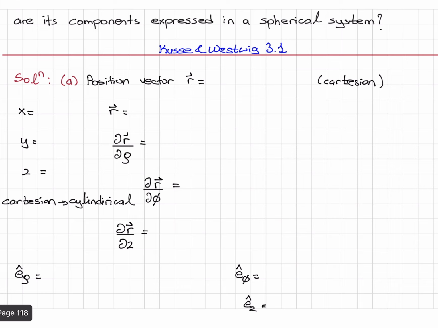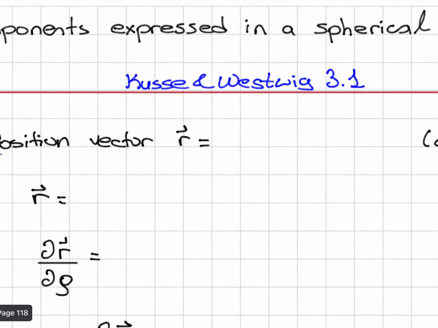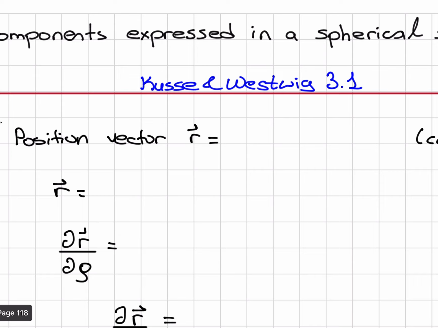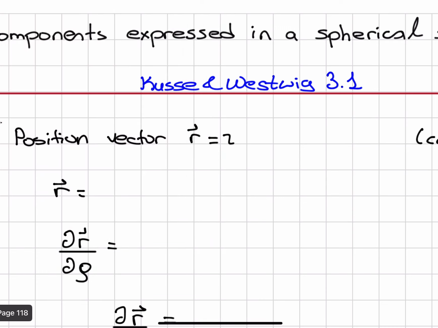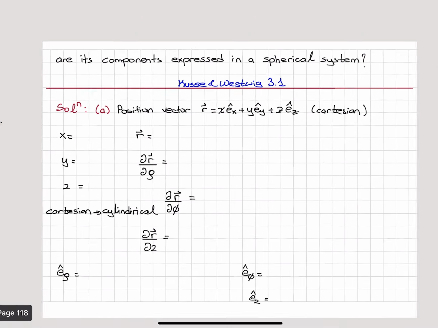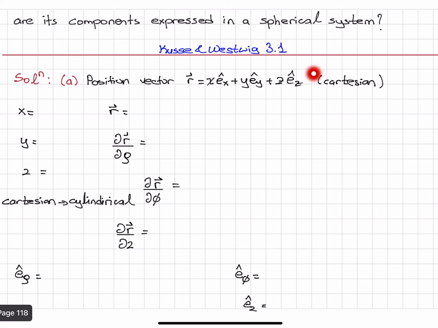Okay, first of all, how do we write the position vector in the Cartesian coordinate system? It is x ex hat plus y ey hat plus z ez hat. So that's how we express the position vector in the Cartesian coordinate system.